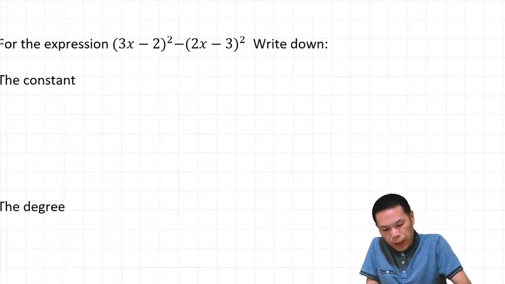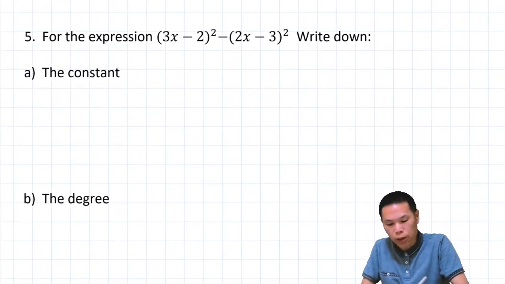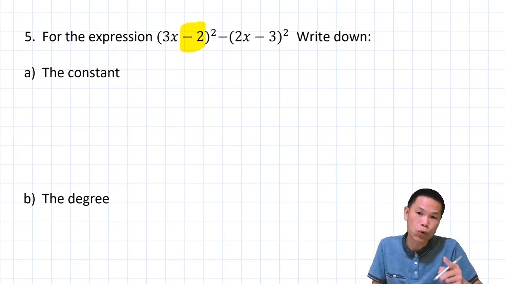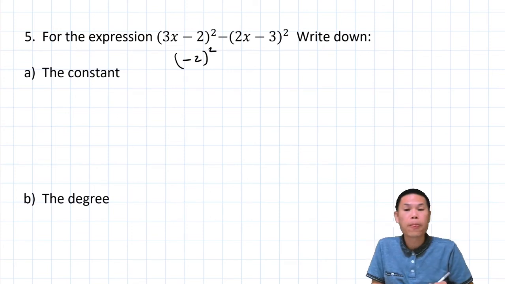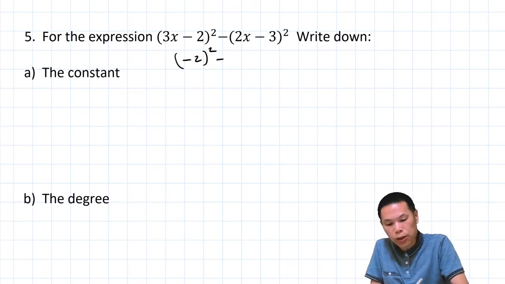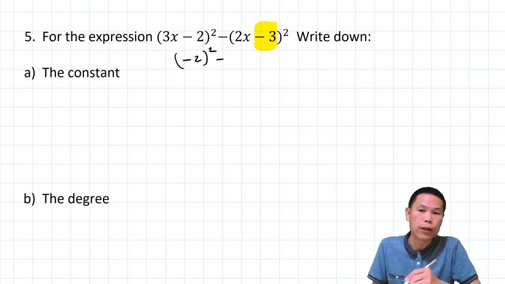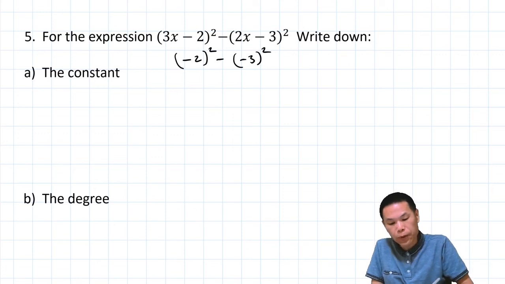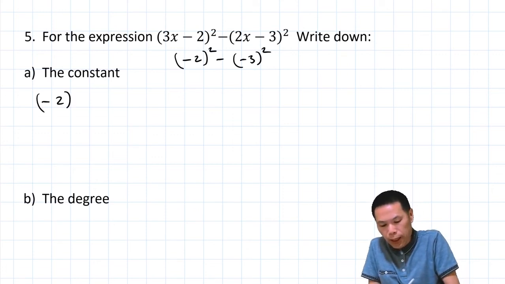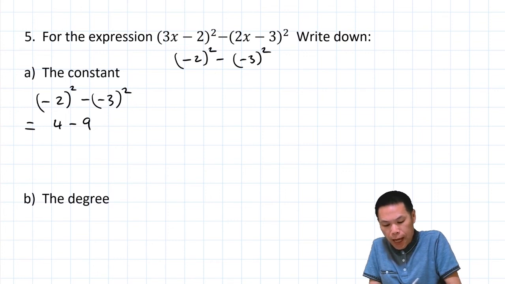So first one, okay, let's work out the constant first, okay? The constant inside the bracket here is negative 2, but then it's power of 2. So negative 2 square. So I just write this down. Negative 2 square, and a minus. Now the constant for this one here is negative 3. But then it's square. So we just go negative 3 square. So the answer is negative 2 square minus negative 3 square, which is equal to 4 minus 9. So the answer is negative 5.